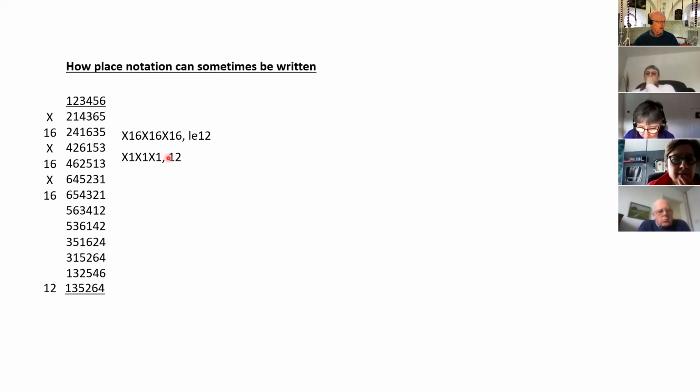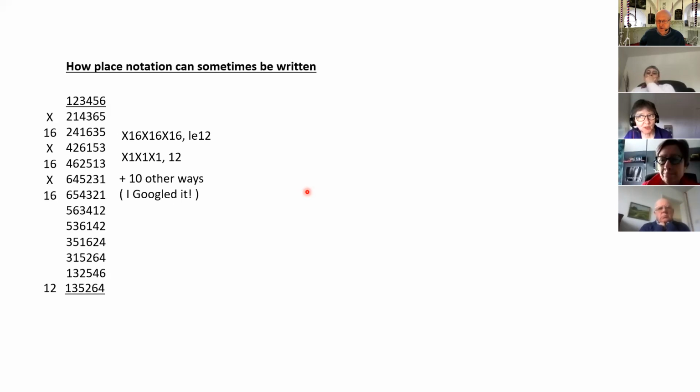Now, how's this for a bit of guesswork? And this surprised me. How many other ways do you think you could write out the place notation for that method? Just have a guess, because you may as well. Somebody shout some ridiculous number. 24. You're sort of thinking right, actually. It's not 24, but it's 10 plus. It was more than 10. Okay.